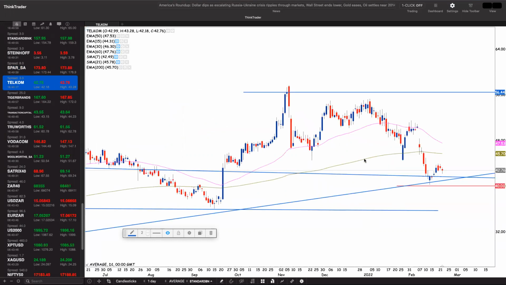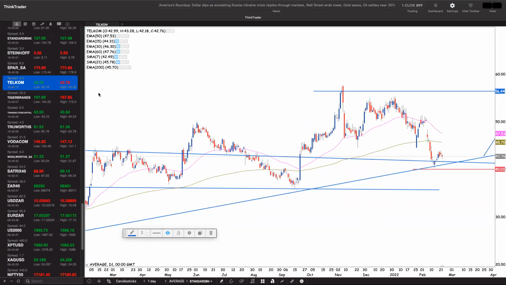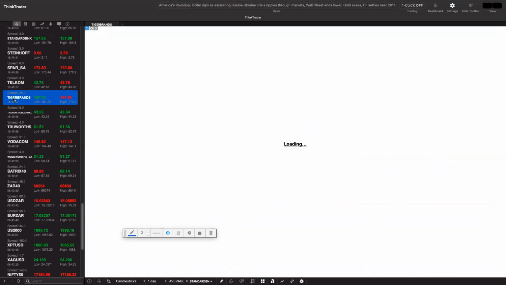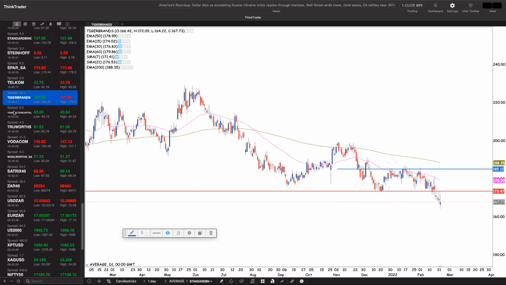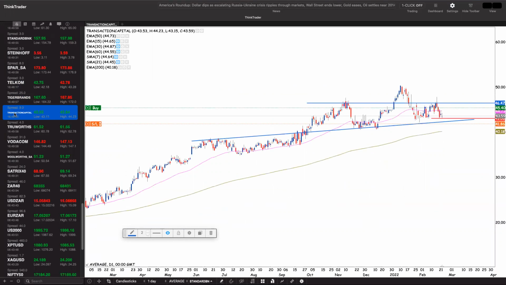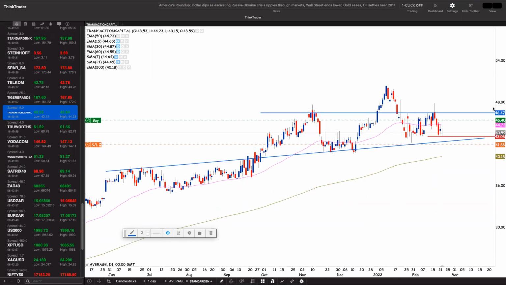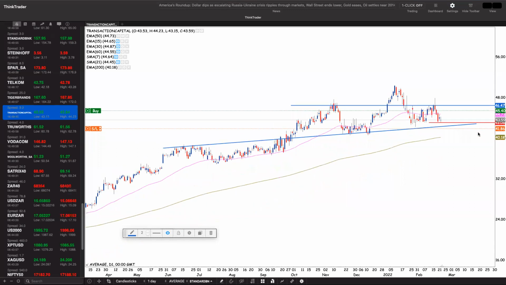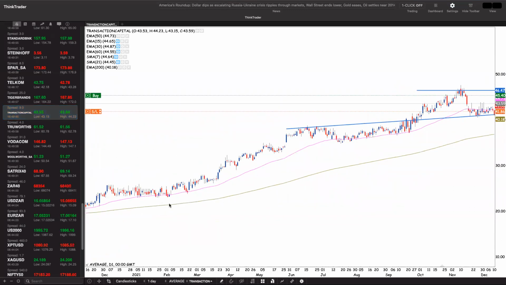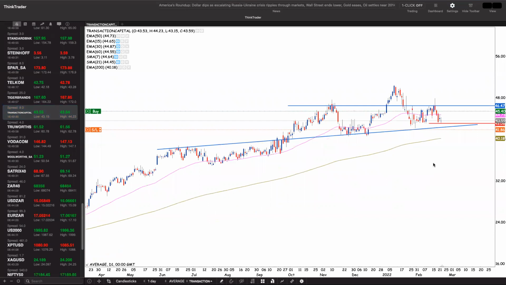Telecom, nothing good happens below the 200 days. So I'm just going to leave it. Similar story here with Transaction Capital. Waiting for a breakthrough. This is another one where I had that nice rally there. I think I bagged about 20% return on that rally. It was a nice trade. I got stopped on that pullback there.